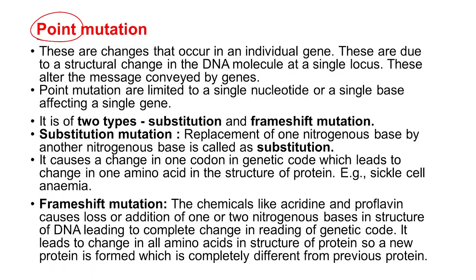What is point mutation? It is a type of mutation which occurs in only one point of the DNA. Only one point means only with respect to one nitrogenous base pair. If it occurs with respect to only one nitrogenous base pair, then it is called point mutation.